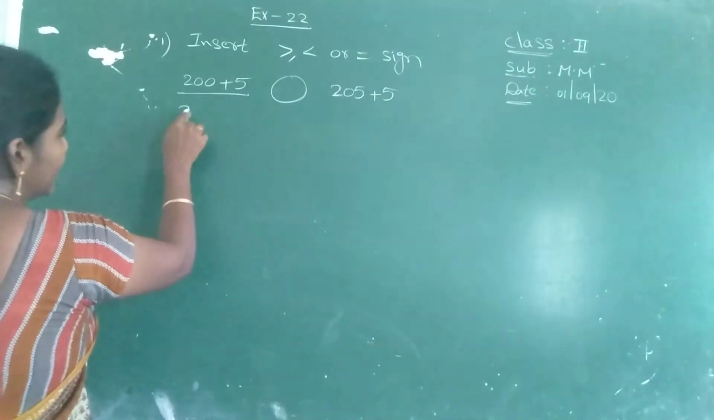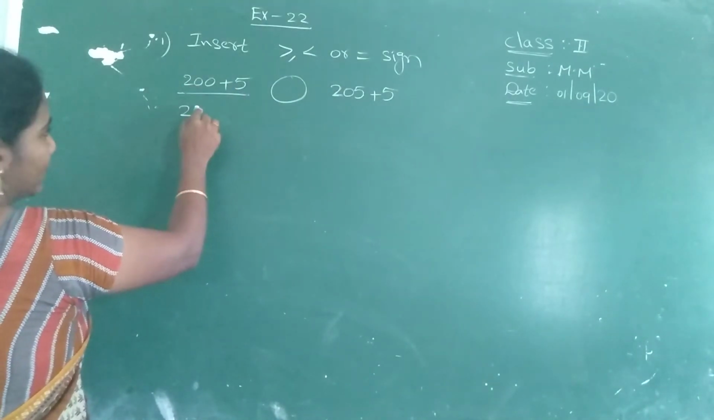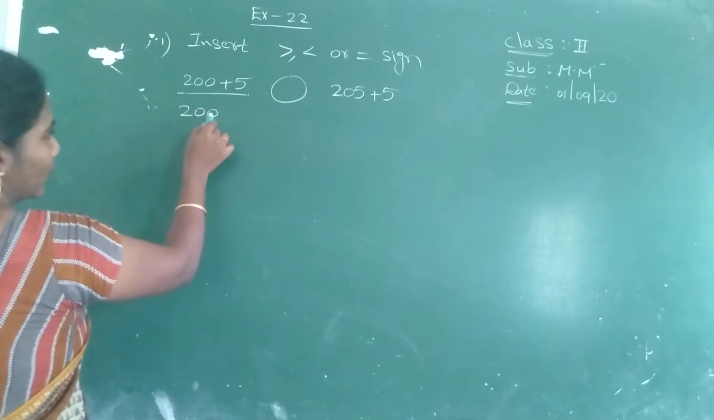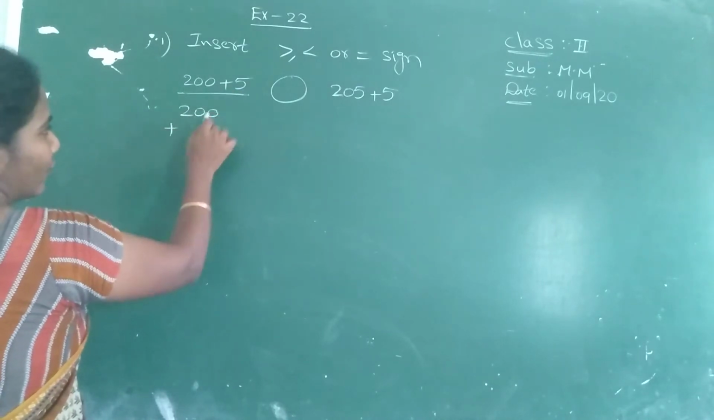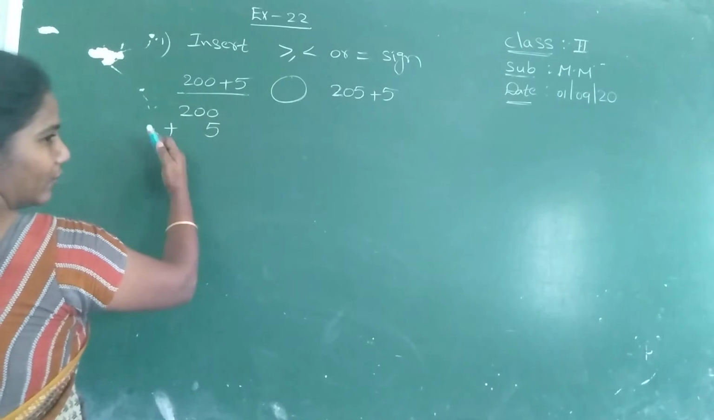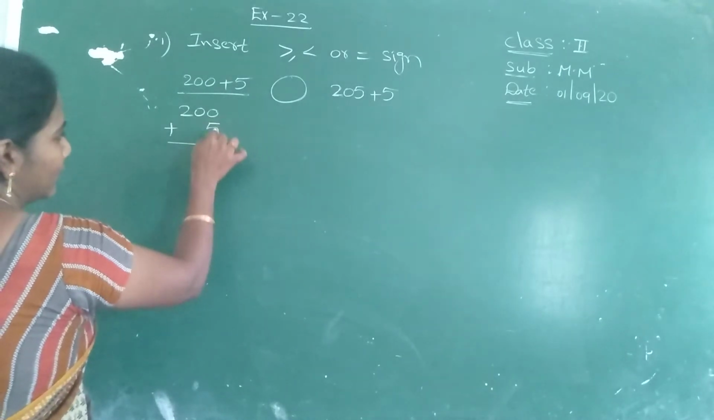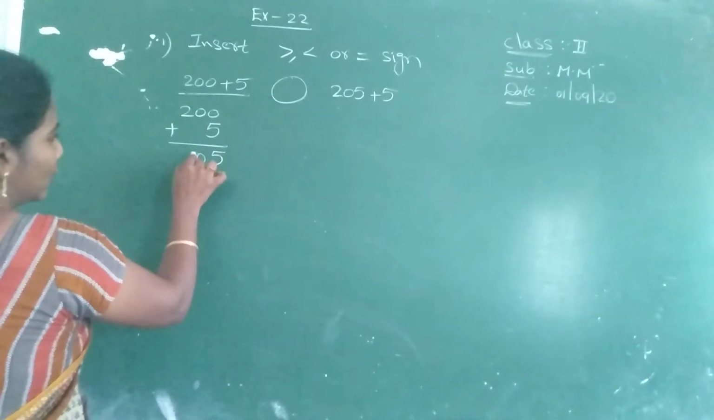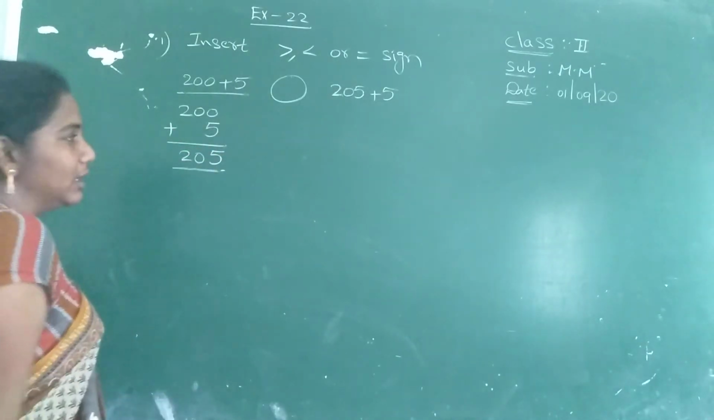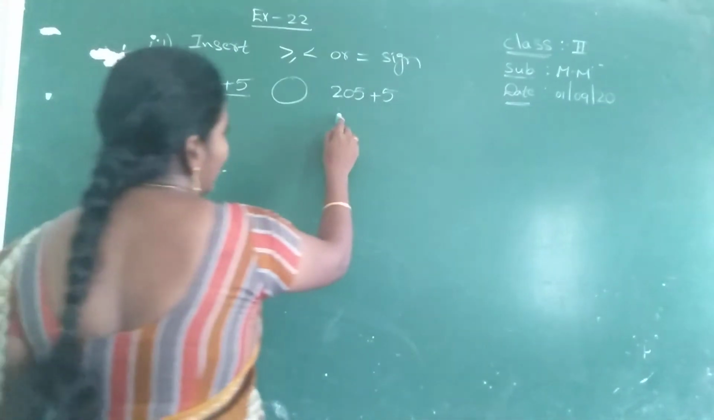Okay, first add these, Nana. 200 plus 5. Write in the ones place, Nana. Start from right to left. 0 plus 5 is 5, then 0, 2. Okay? So the left side is 205.